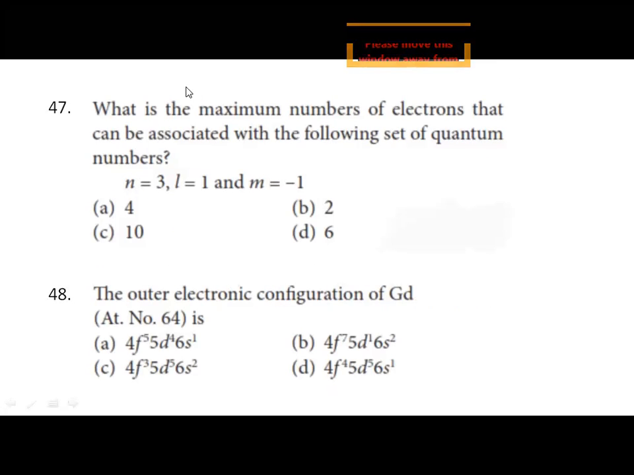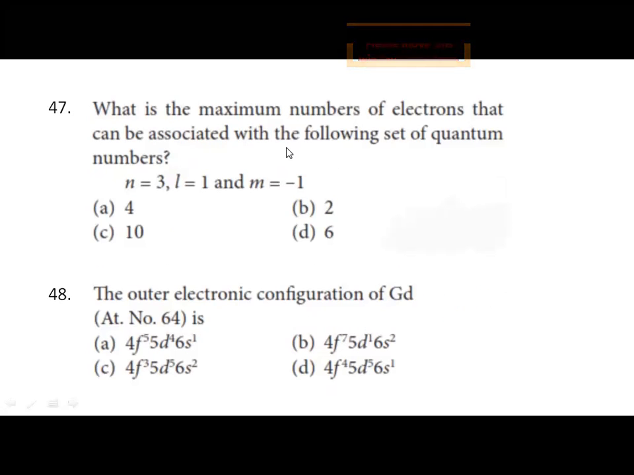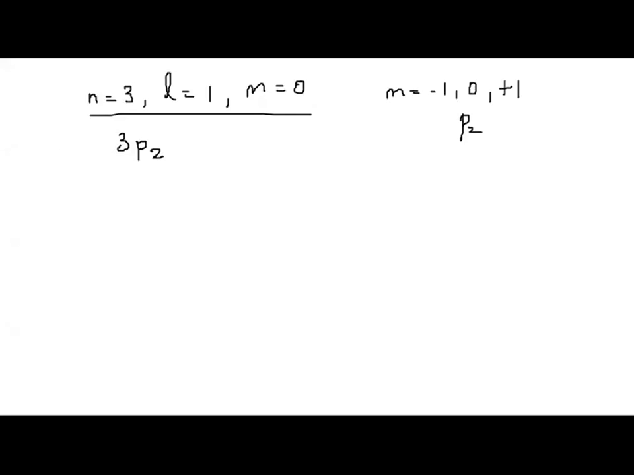Next question. What is the maximum number of electrons that can be associated with the following set of quantum numbers? These are most frequently asked questions. They have given the quantum numbers as n is equal to 3, L is equal to 1 and M is equal to minus 1.